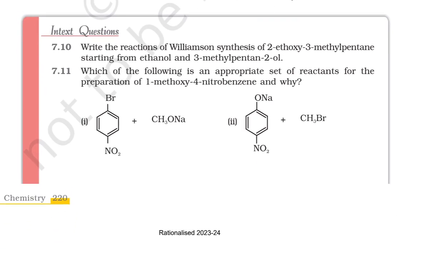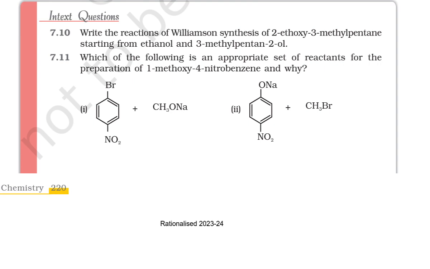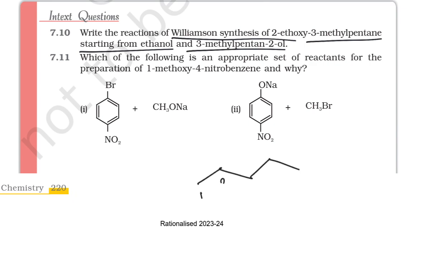Look here, 7.6, right? Write the reaction of Williamson synthesis for 2-ethoxy-3-methylpentane, starting with ethanol and 3-methylpentan-2-ol. So just write the product. Pentane, right? First write the 5 carbons. Then give the numbers 1, 2, 3, 4, 5. In the second position there is an O, and in the third position there is a CH3. Then this is one of the reactants. I will write the product, that is more important. I will tell you why.